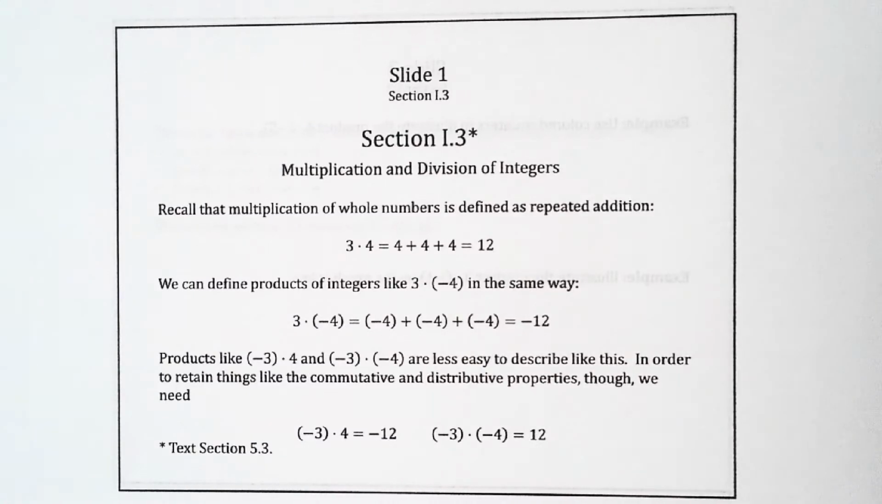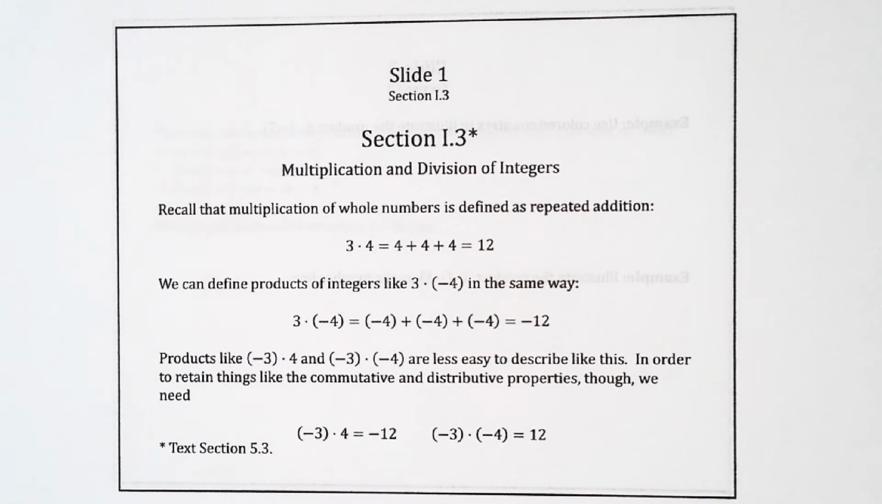This is the first and only mini lecture for section 5.3 in the textbook. So now we're going to talk about multiplication and division of integers. And the textbook has quite a bit more than I'm going to talk about. Frankly, I find some of their illustrations a bit confusing, so I'm going to skip that. I'm just going to do what I think really makes sense to students.